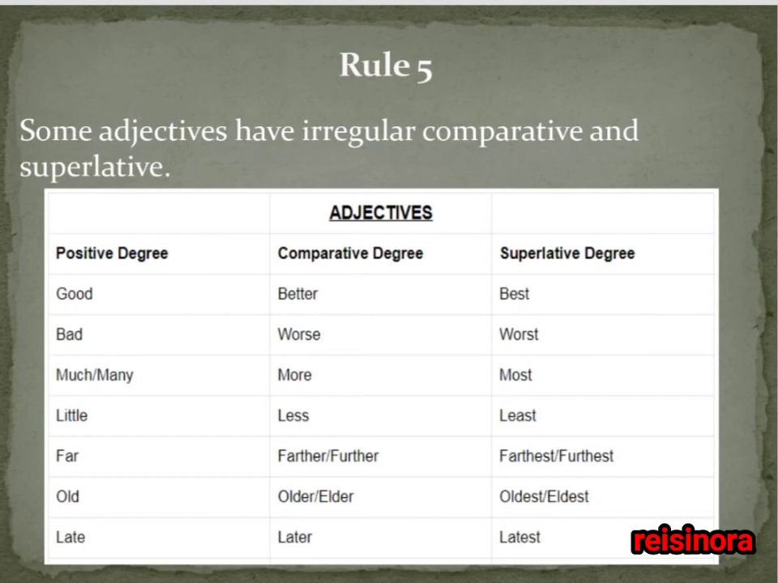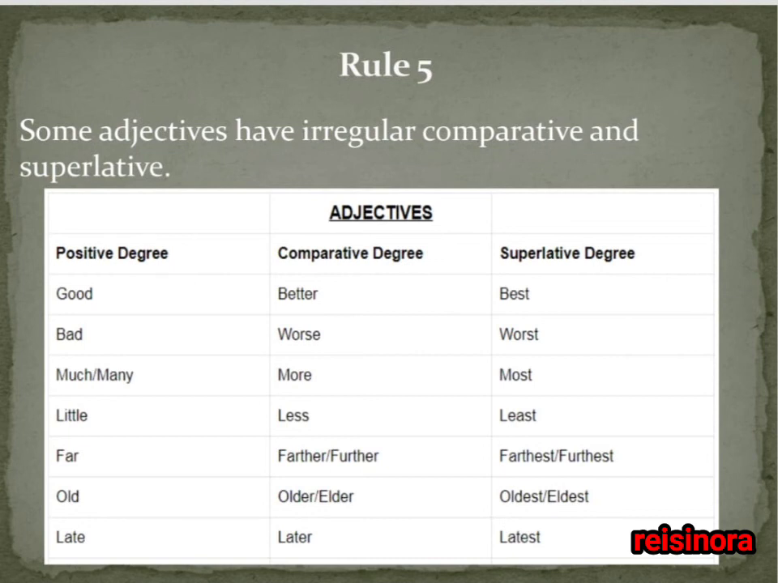Alright, this is the last rule, rule 5. Some adjectives have irregular comparative and superlative. Jadi ada beberapa kata sifat atau adjektif yang bentuknya tidak ditambahkan er atau est atau tidak menggunakan more ataupun most untuk komparatif dan superlatifnya karena bentuknya tidak beraturan, or irregular one.